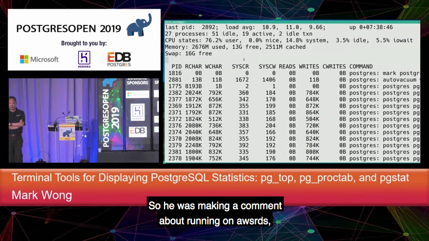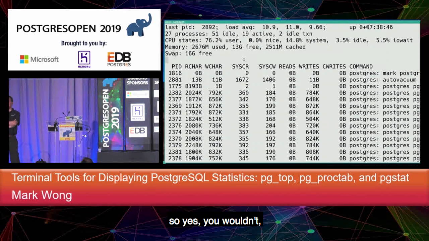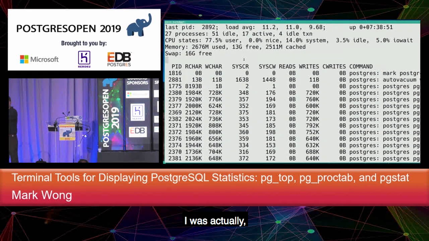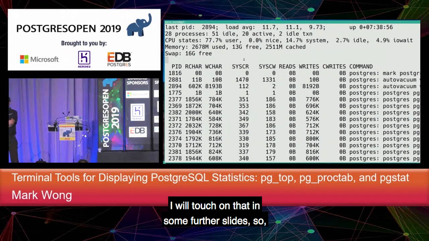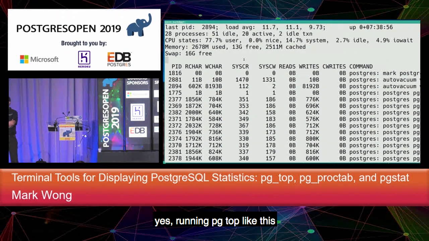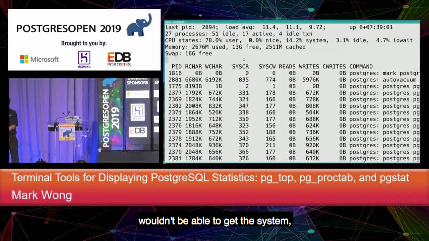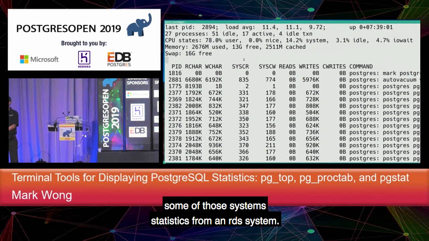He was making a comment about running on AWS RDS. So yes, you wouldn't. I will touch on that a little bit in some further slides. So yes, running PG top like this wouldn't be able to get some of those system statistics from an RDS system.